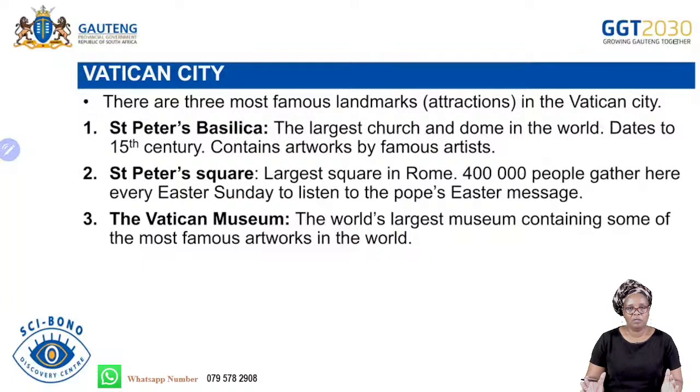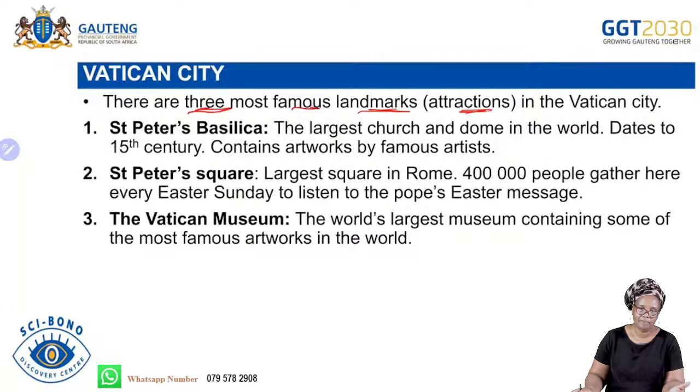When you get to this city, you will see that there are three most famous landmarks, the attractions. These are the attractions that attract people to come to Vatican City. Here they are. The first one, we have St. Peter's Basilica. What is this? It is the largest church and dome in the world.